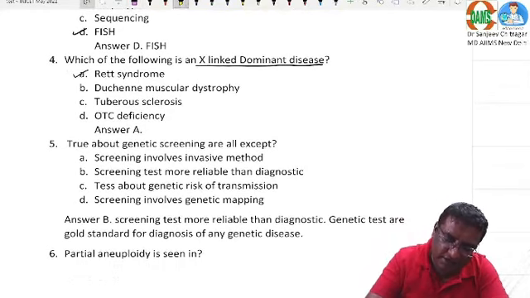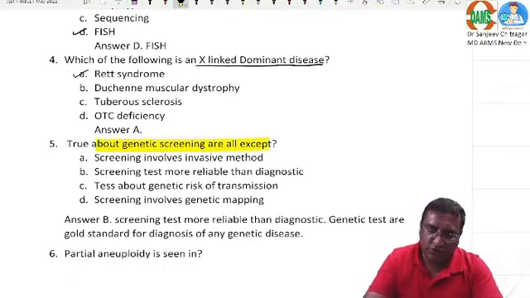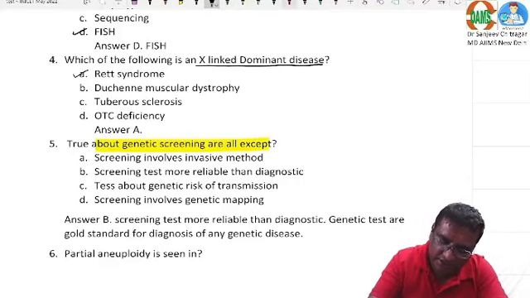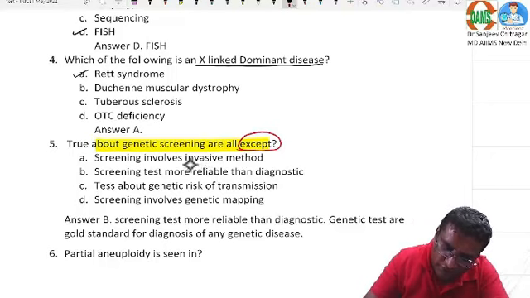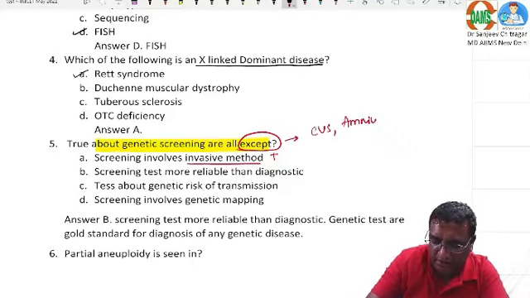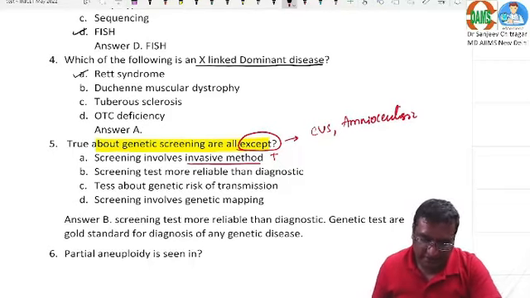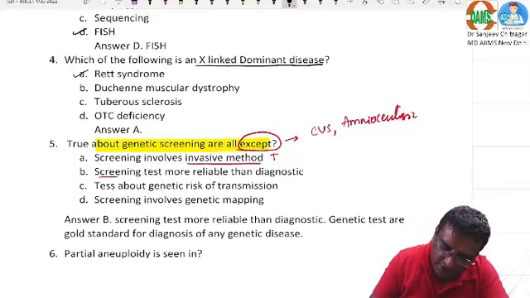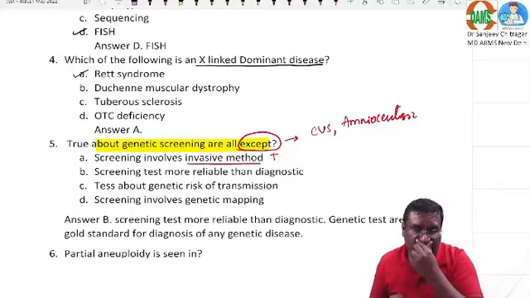True about genetic screening. This question has a little bit of confusing options. True about genetic screening are all except has been asked. Screening involves invasive method. This is a true statement because genetic screening, especially in intrauterine life, involves chorionic villus sampling or amniocentesis, which are invasive techniques.